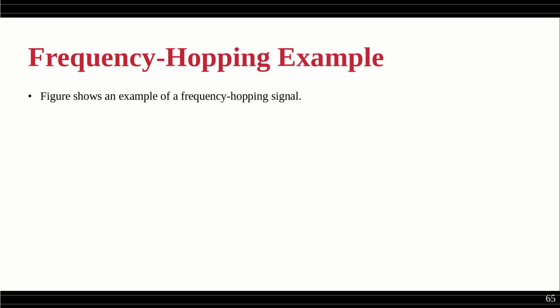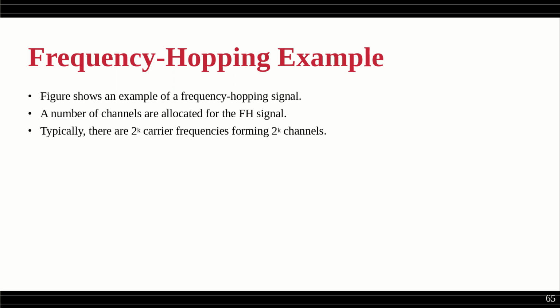Okay. So the figure shows an example of a frequency hopping signal. A number of channels are allocated for the frequency hopping signal, typically some 2 power k carrier frequencies forming 2 power k channels. In our example, 2 power 3, like that, 8 channels we saw. Why this 2 power k? Because we will see, we are using some kind of frequency table, and to that table, this k bit will be acting as an address, and from that you will be selecting a particular frequency. So that calculation will be easy if you are making it some power of 2, that's all.